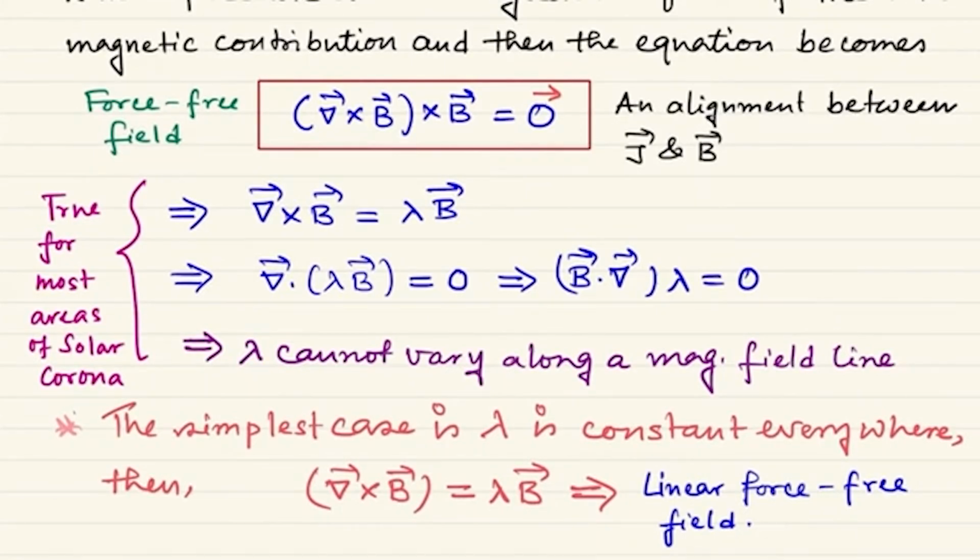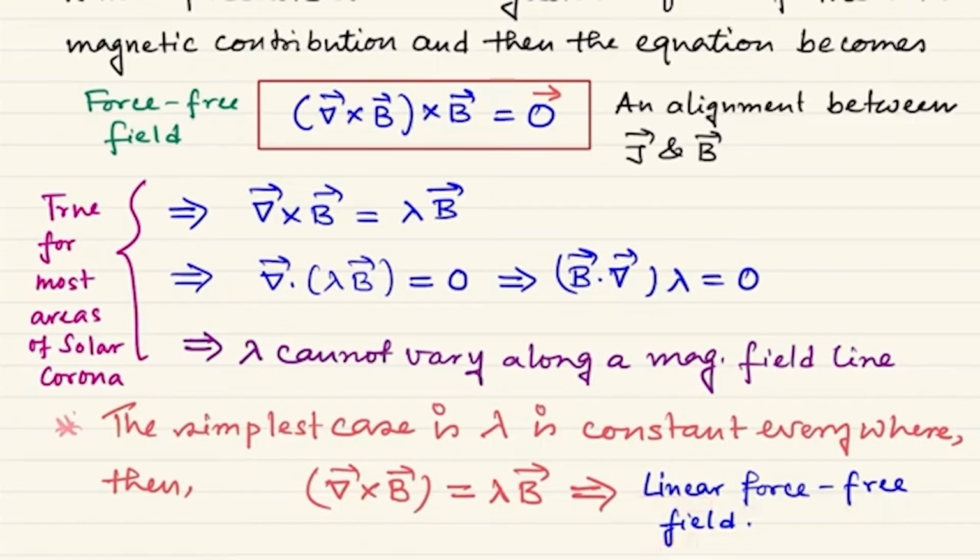Now there can be a very simple case, that let's say we are in such a system that lambda itself is an absolute constant of the system. So that means it is constant everywhere, constant over all the magnetic lines of force. In that case, we can simply say that curl of B is equal to some constant times B, and this specific case leads to the magnetic fields which are then known as linear force free field.